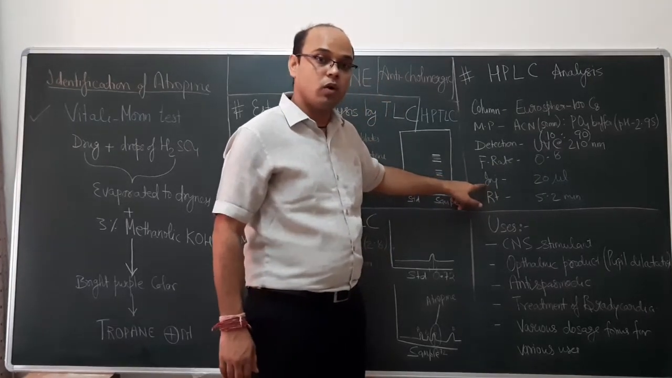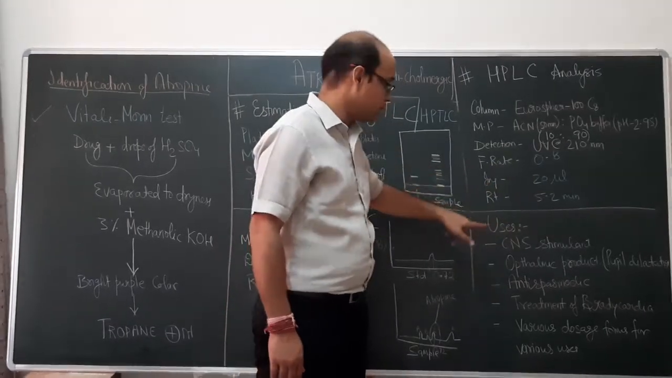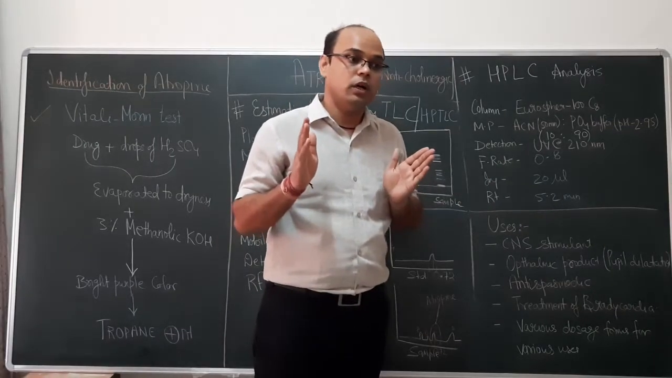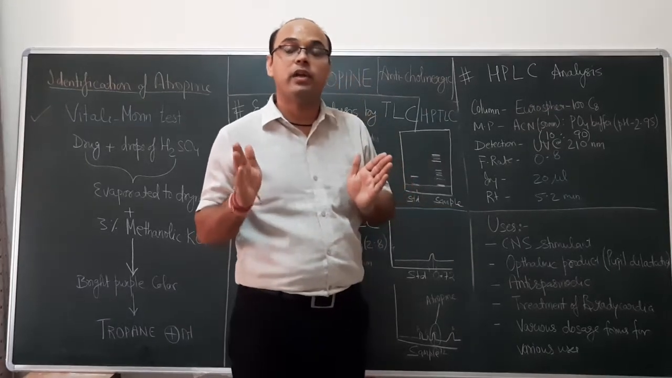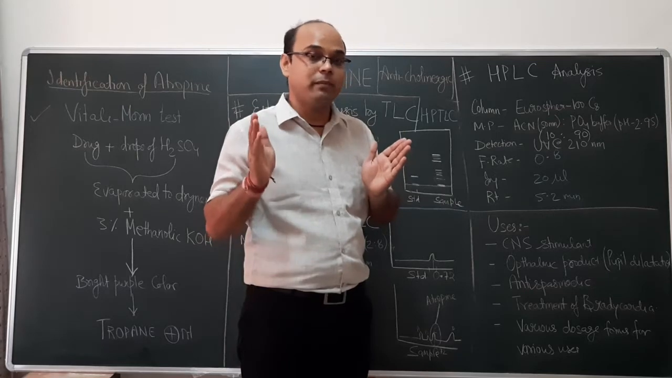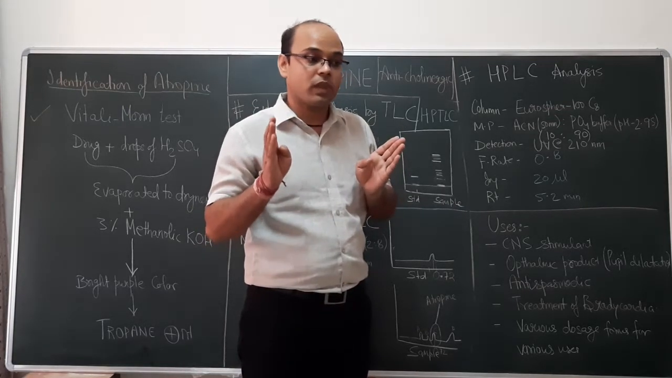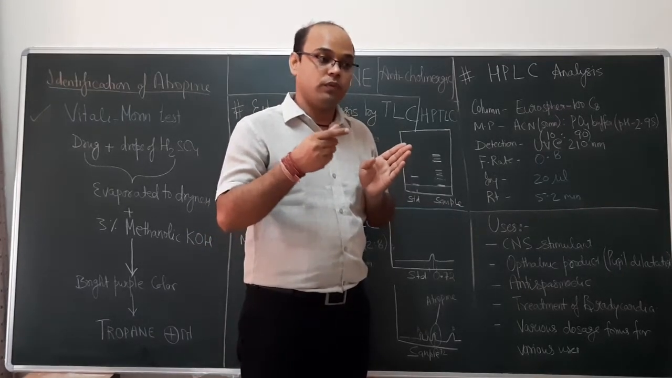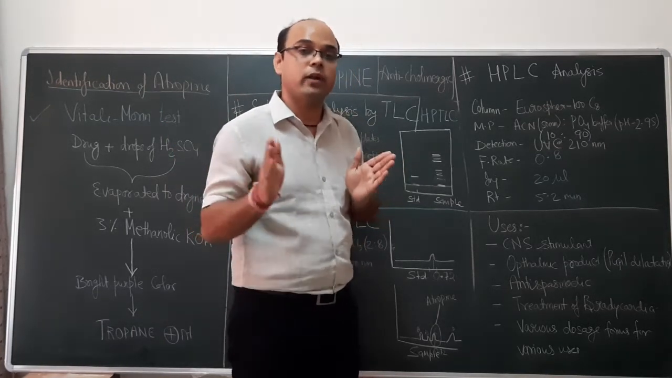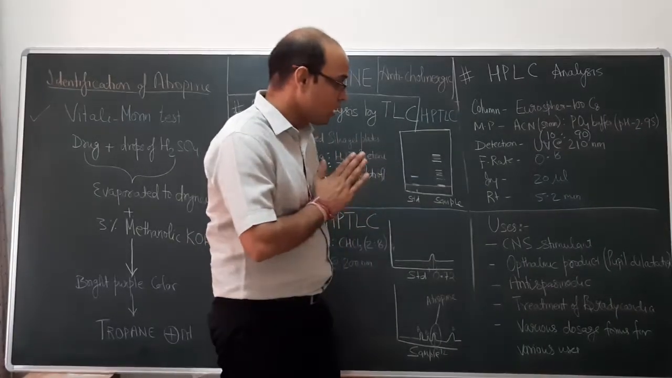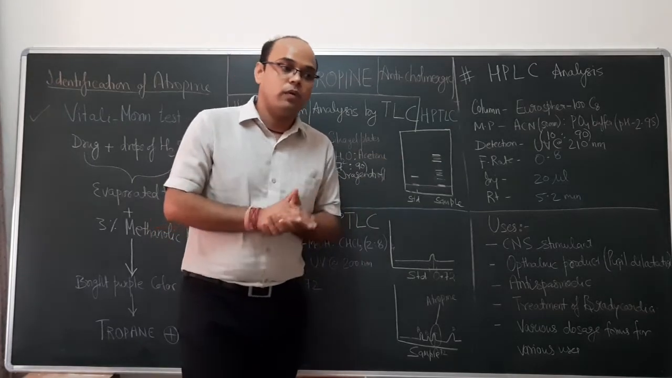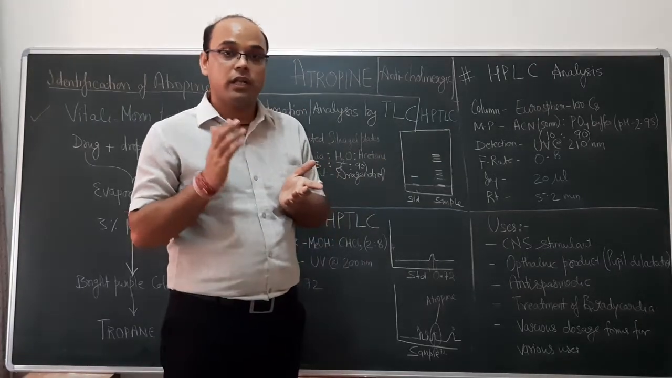Injected volume in the column was 20 microliter for detection, and we obtained the peak of atropine at an RT or retention time of 5.2 minutes. Retention time means the time period after injection of the sample and the appearance of the peak of your respective phytoconstant in the chromatogram. This is all about the analysis or identification of phytoconstant in the drug sample.